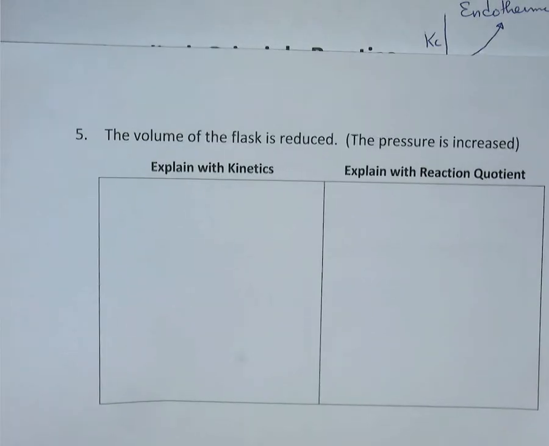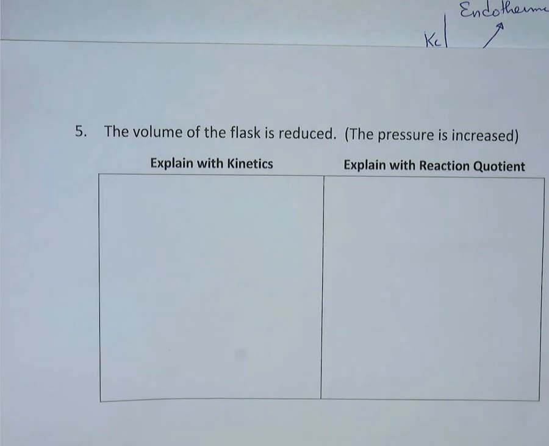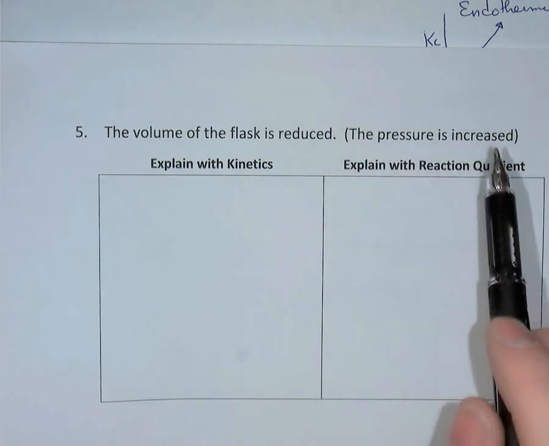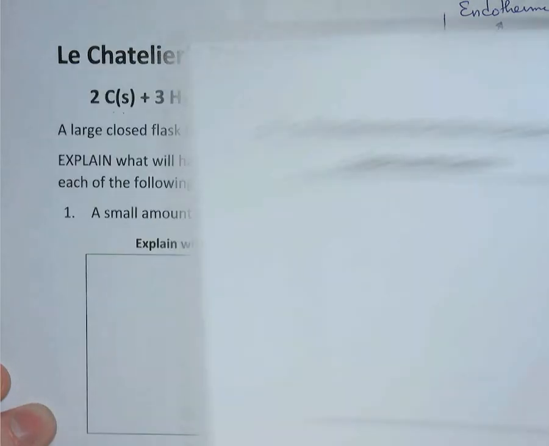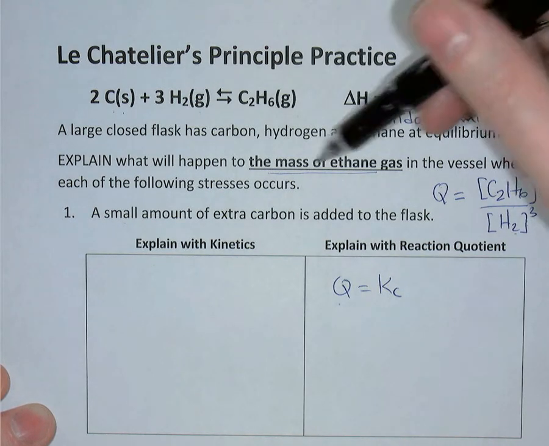The next stress, you want to decrease the volume of the flask. Some people would phrase that as increase the pressure in the system. So you want to decrease the flask volume. Pause the video and see if you can predict the effect on the amount of ethane.